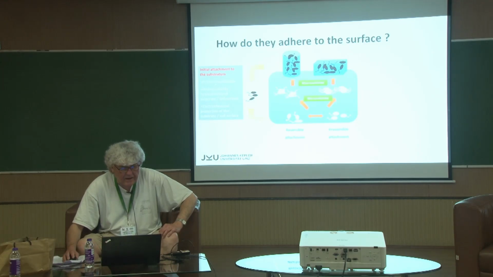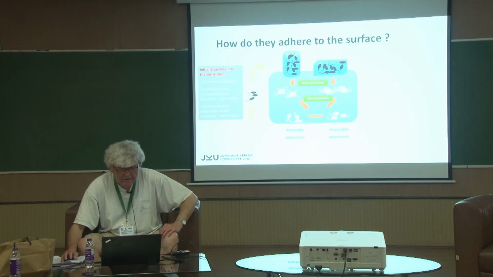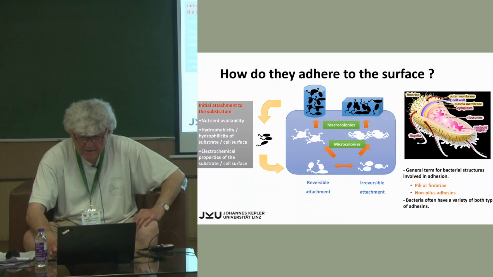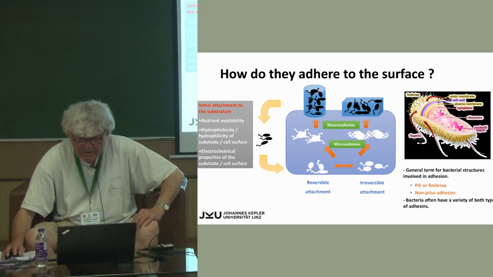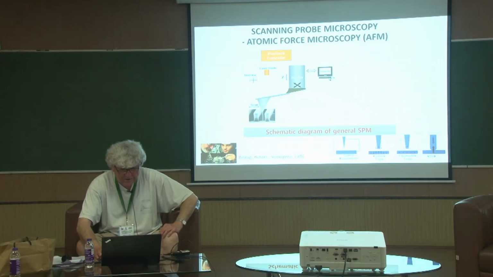It depends on how the nutrients are available, how hydrophobic or hydrophilic they are, and then also on the electrochemical properties of the bacteria, so how they can attach. They first form microcolonies and then macrocolonies before the biofilm can be finished. I already mentioned flagella, but some other bacteria also carry pili or fimbriae, and there are also non-pilous adhesions. So this adhesion to the surface is also very sophisticated.